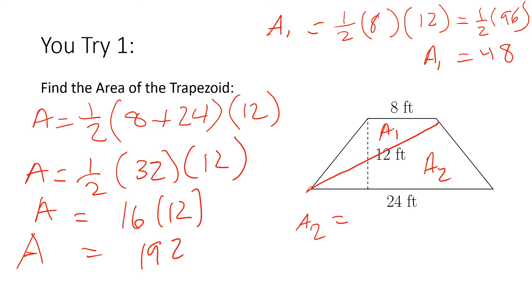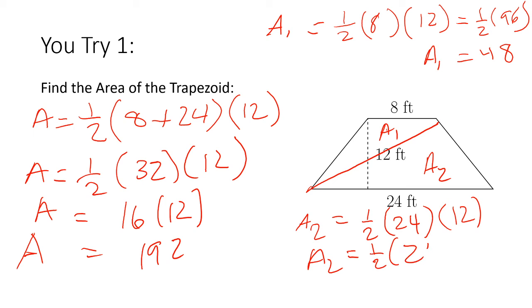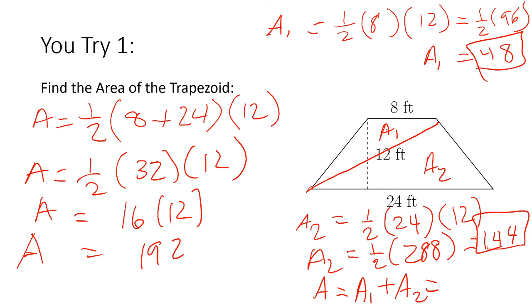Area 2 is 1/2 times the base of 24 times the height of 12. 24 times 12 is 288. So 1/2 times 288 is going to be 144. So then I just need to add them together. So the area is the two areas added together. 144 plus 48 is 192.